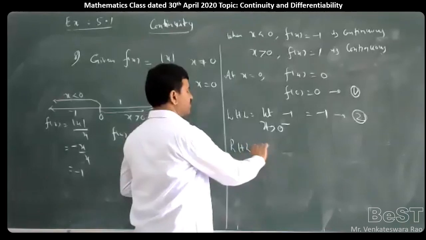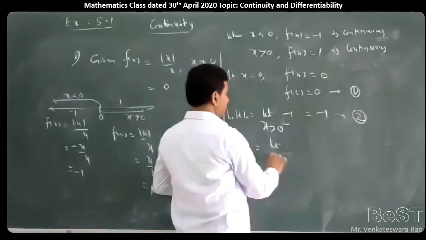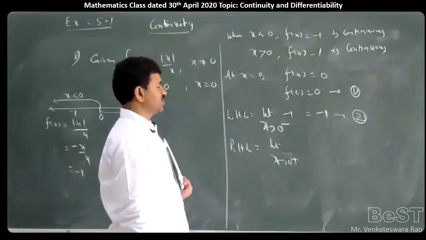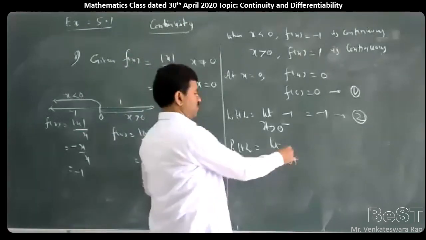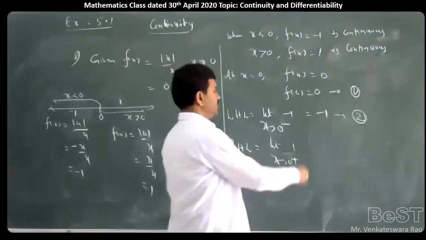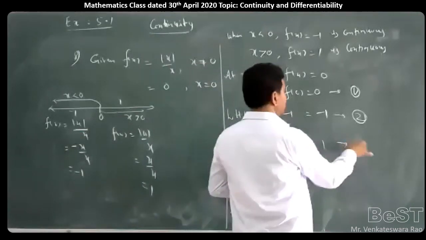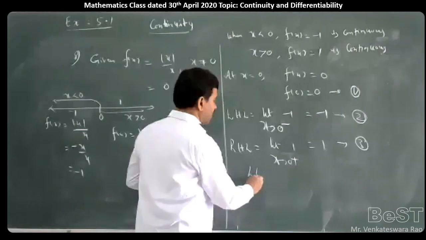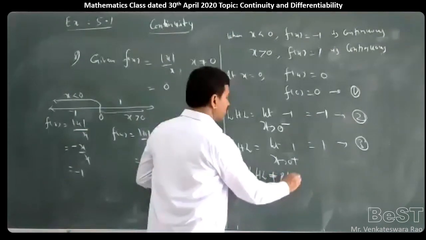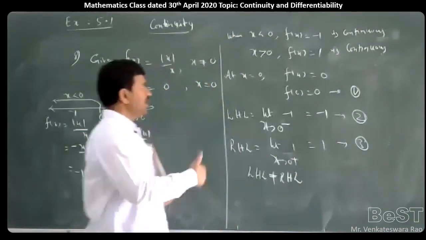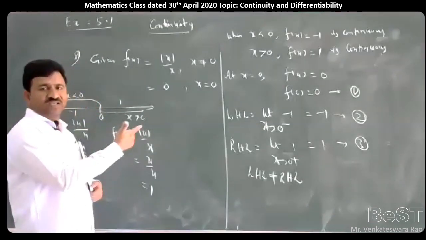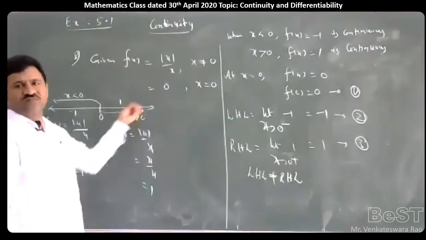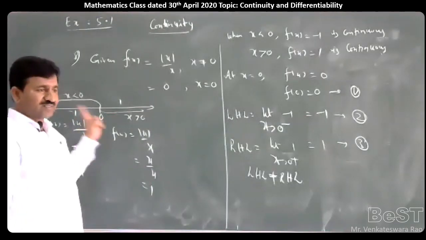Find the right limit, the limit as x tends to 0 plus, which is 1. That is equal to 1. It is equation 3. The left limit is not equal to the right limit. So at x equal to 0, f of x is discontinuous. That is the point of discontinuity. What is the point of discontinuity in this case? 0.